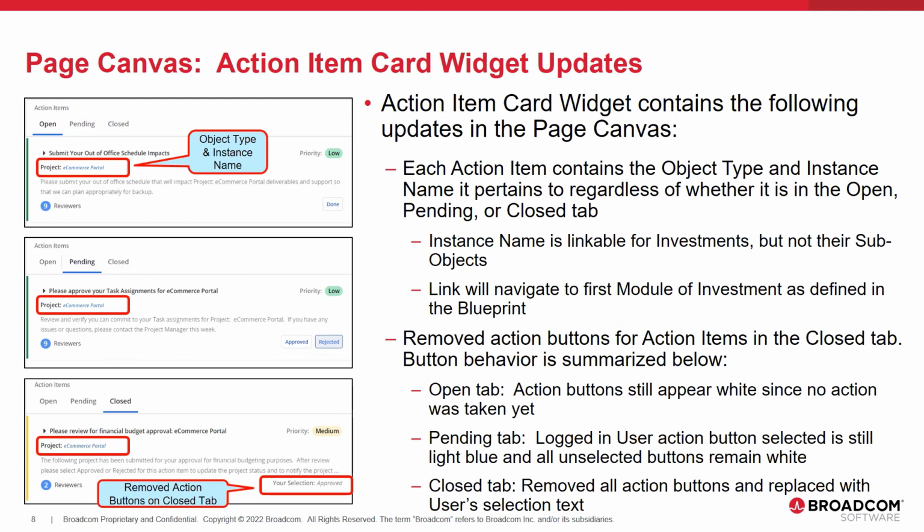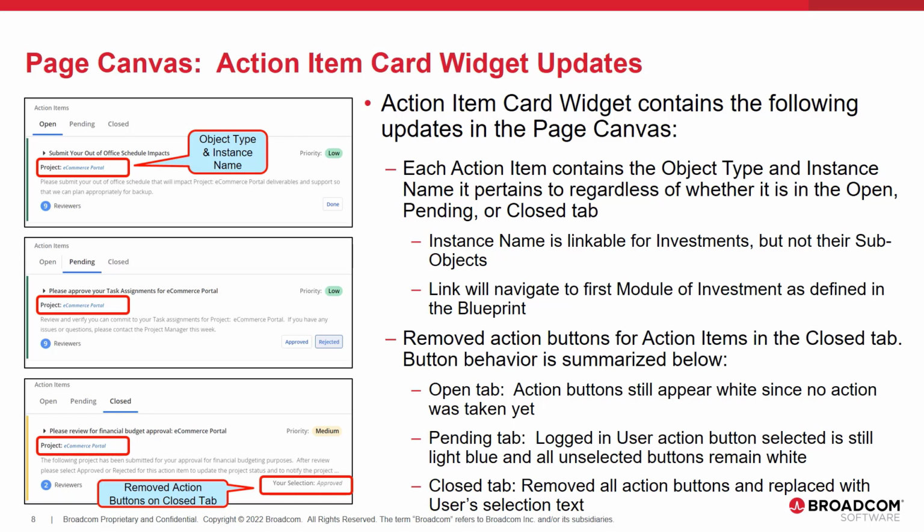Next, we're going to take a look at the enhancements that were done to the action item card widget in the page canvas. We've added the object type and instance name for every action item, regardless of which tab it appears in, whether it's open, pending, or closed. The instance name will be linkable for investments, but not for sub-objects. When you click on an investment link, it'll navigate you back to the first module that is configured to display for that investment as defined in the blueprint.